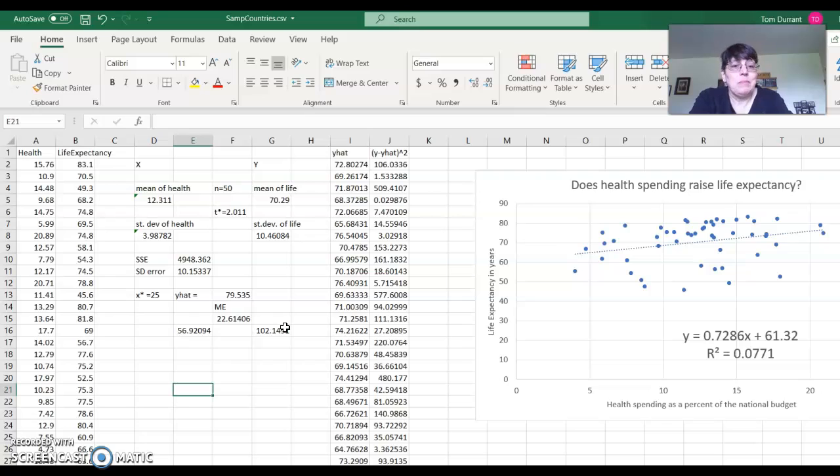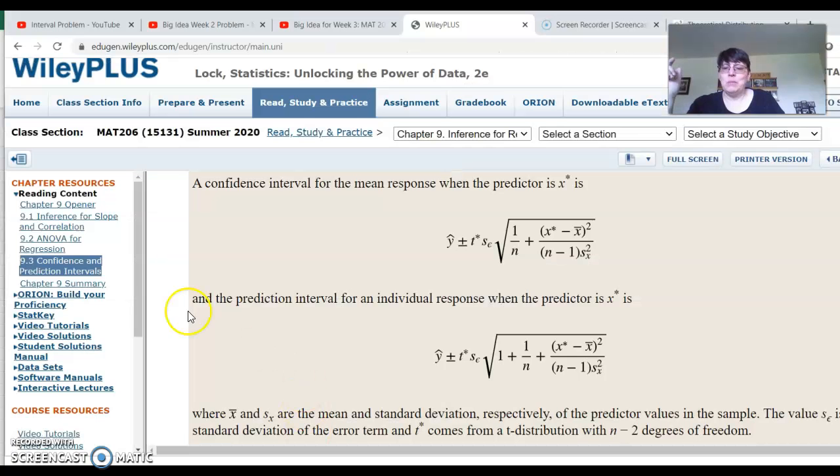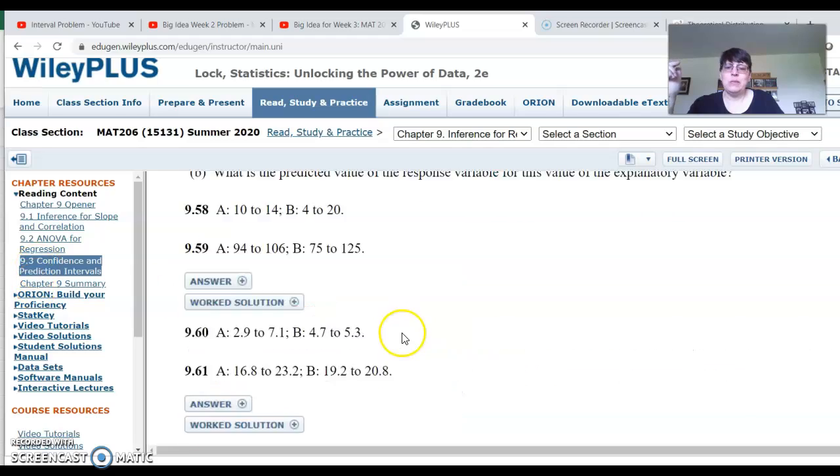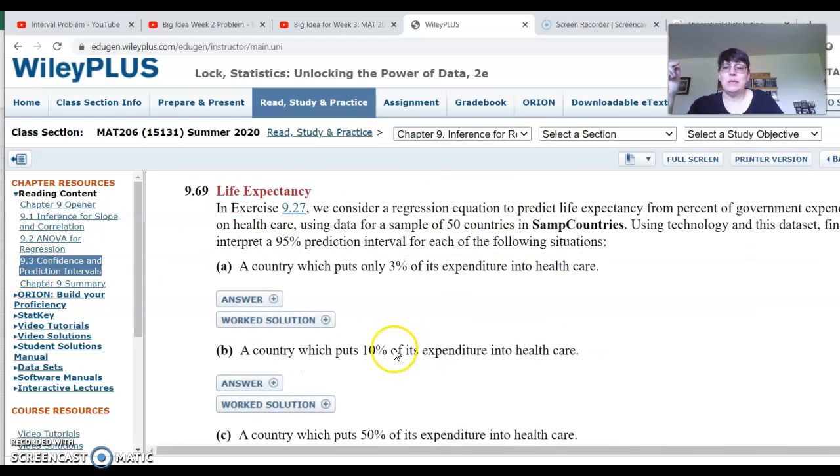And that's how you do this problem with Excel. Excel doesn't do ANOVA, I tried, you actually need a better stat program for that. So I hope this helps you with the problem from section 9.3, number 69, life expectancy versus healthcare.